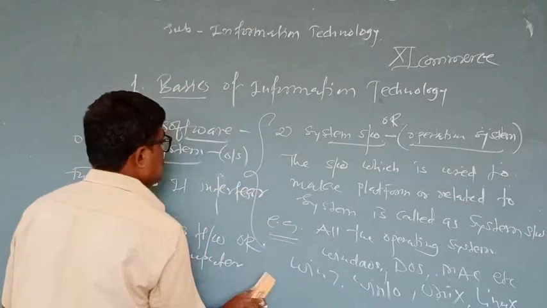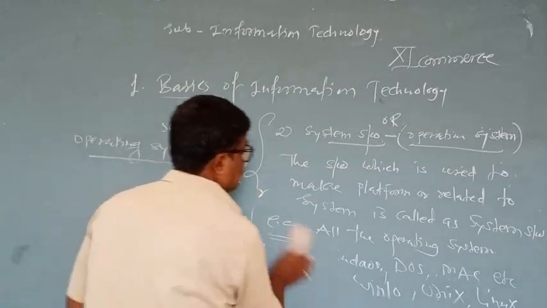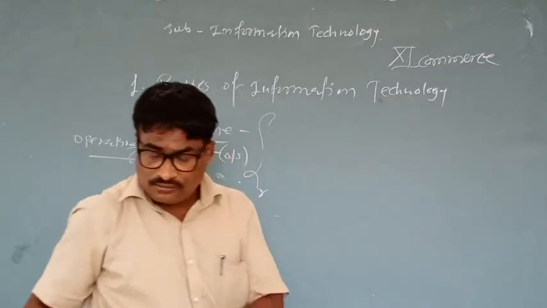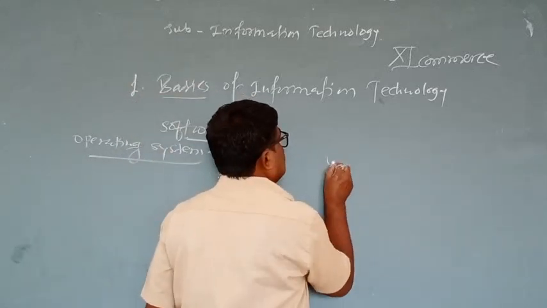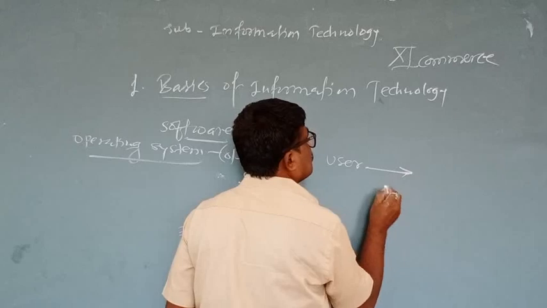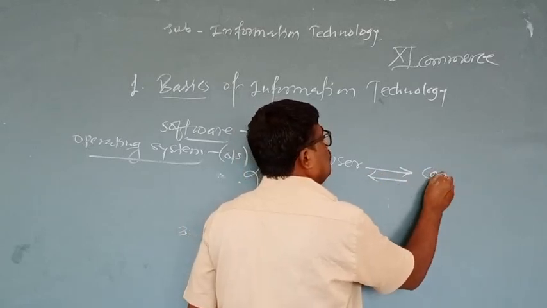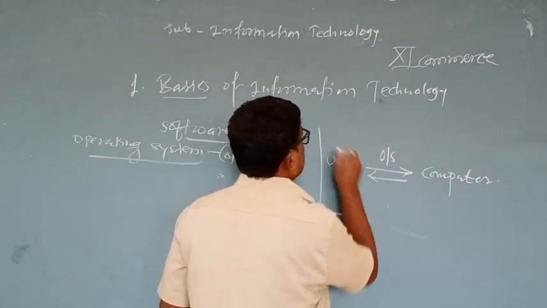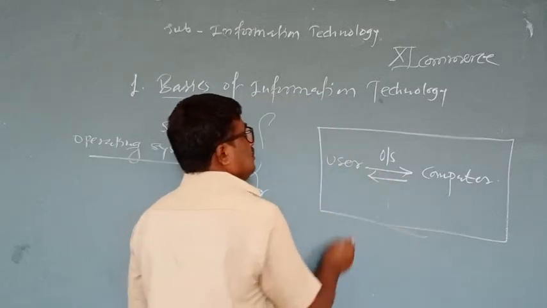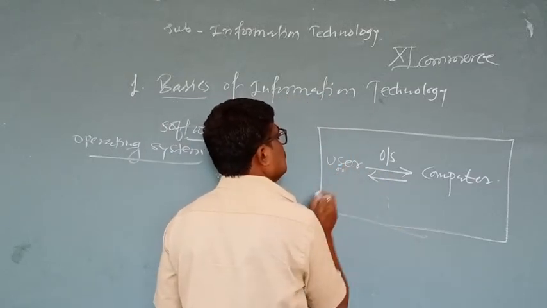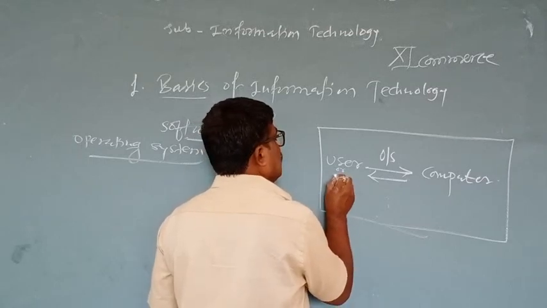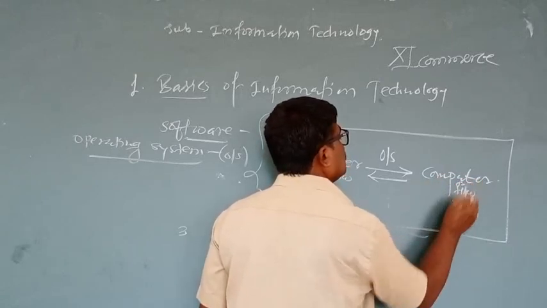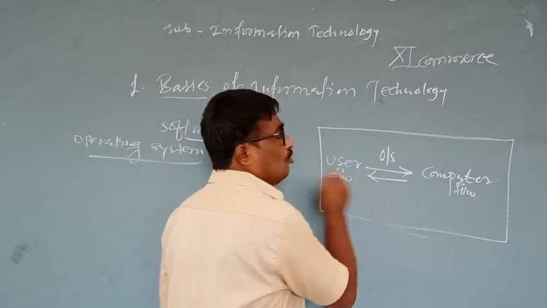In diagrammatic, here is user and here is computer, and here is OS, or here is software, here is hardware. It's called as a operating system.